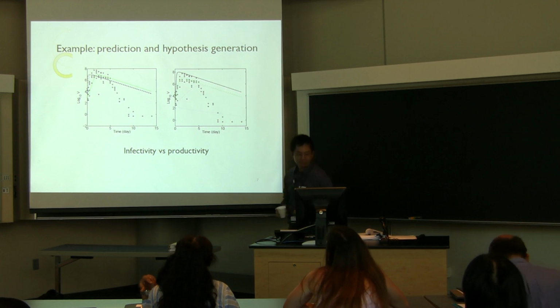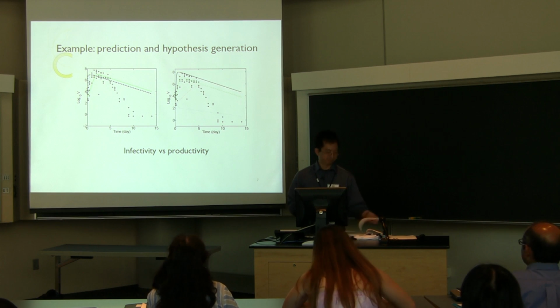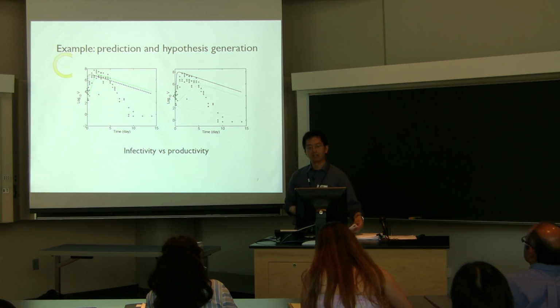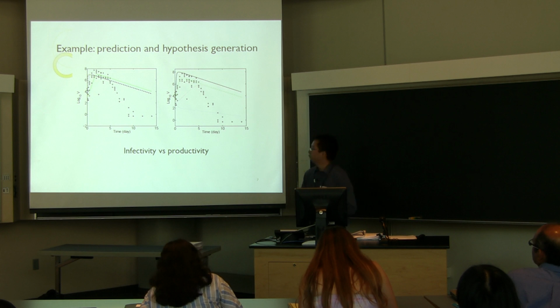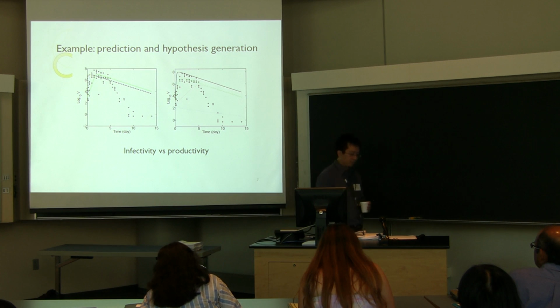So the third example I want to talk about is how to use a model to do prediction and generate hypotheses. For example, let's consider a new influenza virus strain.